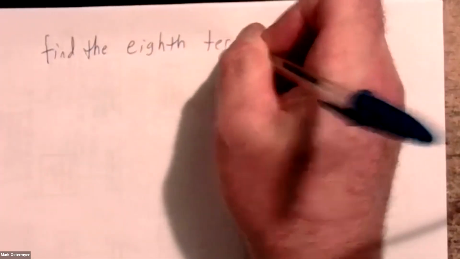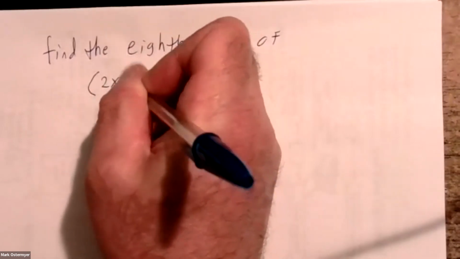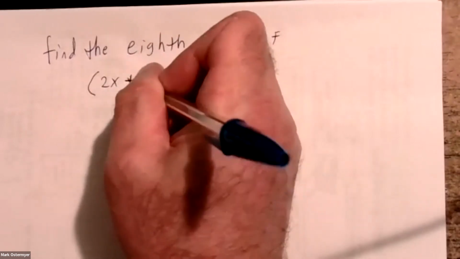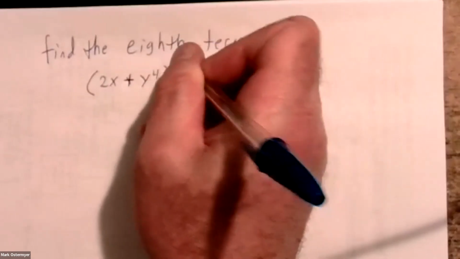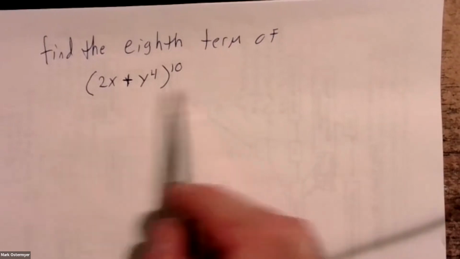The 8th term of this binomial expansion, (2x plus y to the 4th) raised to the 10th power. So suppose I want to determine what the 8th term of this binomial expansion is.